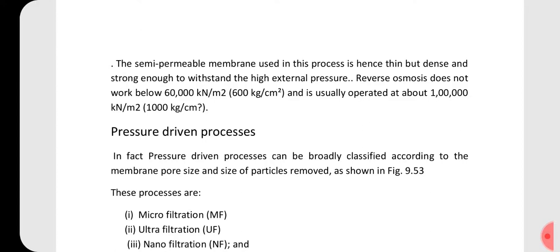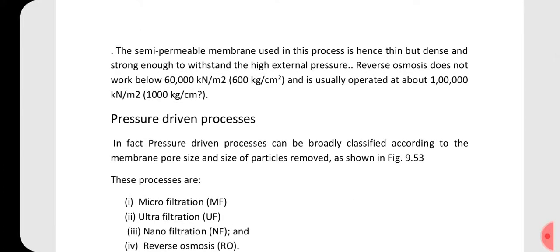In high pressure only water passes through the membrane. So it is not as usual. Osmosis is a natural process, whereas in reverse osmosis we have to apply force. By applying force only, reverse osmosis takes place. What is the force applied? The pressure is like this: 60,000 kilonewton per square meter pressure is to be applied, and that pressure must be sustained by the membrane which is used for reverse osmosis. So this membrane is very important. Whatever membrane we are using for reverse osmosis is very important.